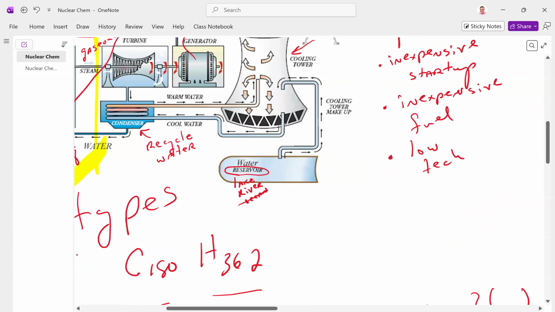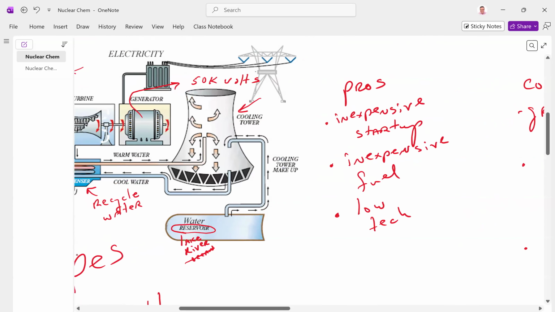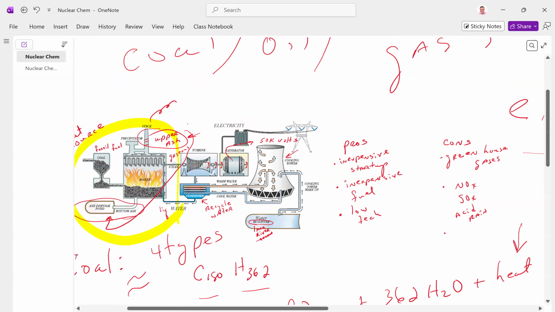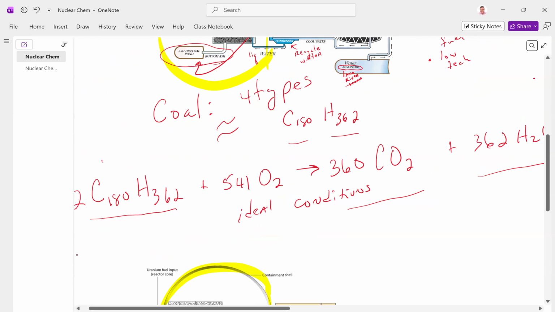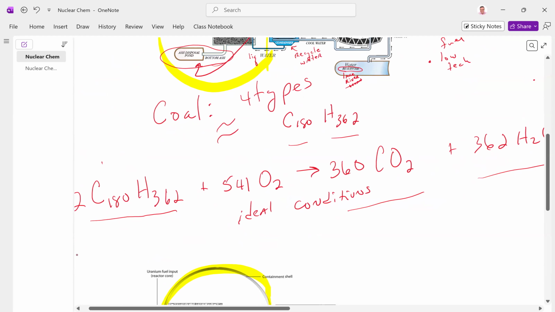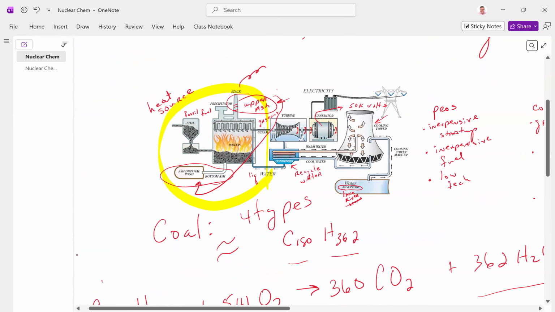Okay, how are you guys feeling about this? Any questions about how this thing works? So you're going to be responsible for a pro and a con. You're responsible for the chemistry, and you're also responsible for kind of a general, how does this thing work? Okay. And similarly with the nuclear.